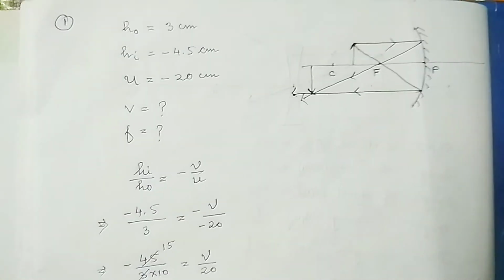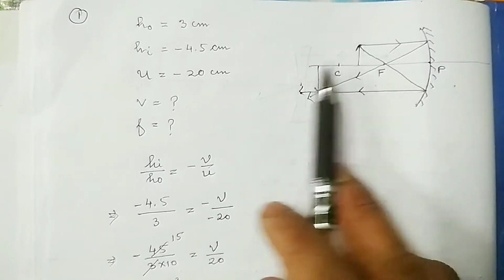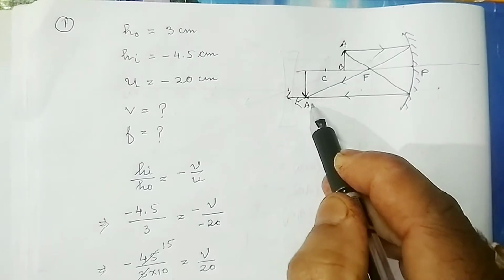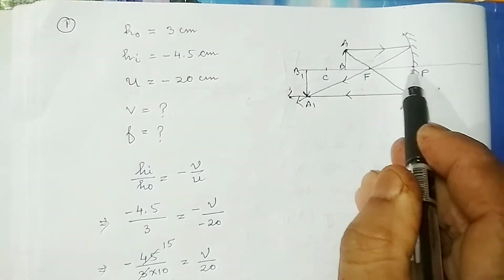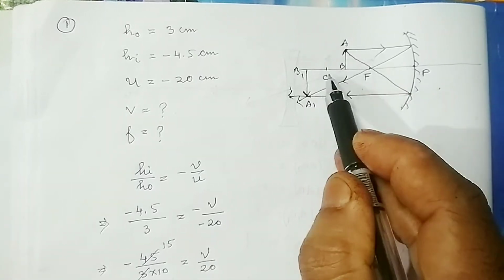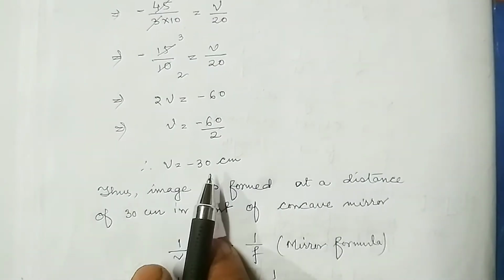Here also in this figure you can see this is the image and this is the image distance. Suppose this is A, this one is B, this is A1, this is B1. So PB1 is the image distance. Since it is on the left hand side of the pole, the image distance should be negative, and here also we got the image distance as negative.